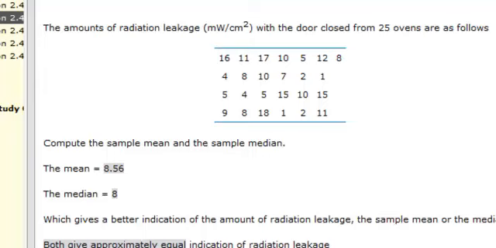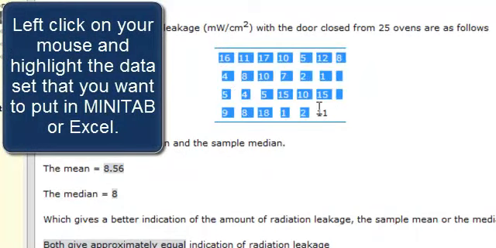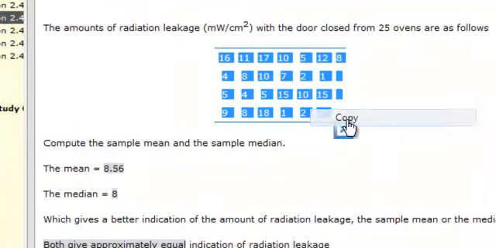This will be a video that's going to help you with getting data from WileyPlus into Excel or Minitab in order for you to do some data analysis. Now, I've opened up one of the homework problems in WileyPlus, and all I'm doing right now is taking my mouse and left clicking onto this data set right here to catch the data. I'm going to right click and hit copy.